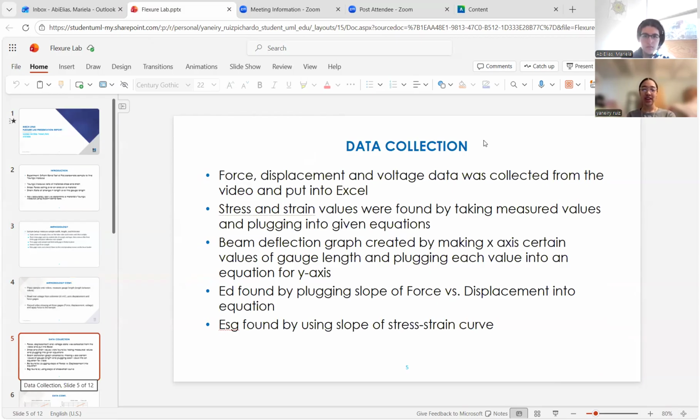The stress and strain values were found by taking measured values and plugging them into the given equations. The beam deflection graph was created by making the x-axis certain values of gauge length and plugging each value into the equation for the y-axis value. E_D was found by plugging the slope of force versus displacement into the equation. E_SG was found by using the slope of the stress-strain curve.